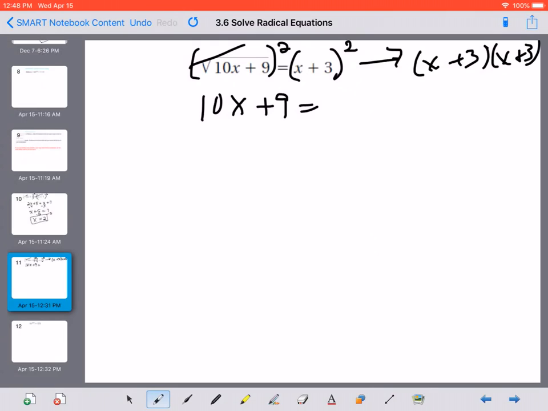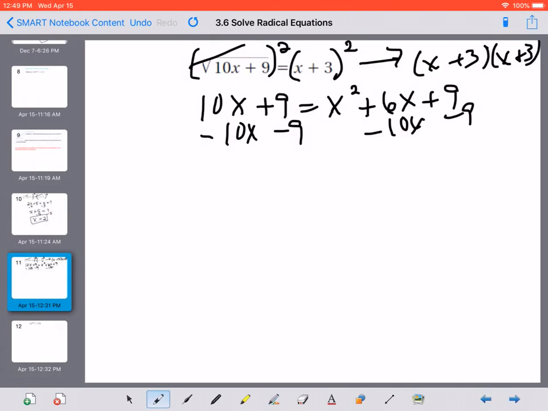So if we go ahead and distribute, you're going to get x times x, which is x squared. 3 times x is 3x and you double that, that gives you your middle term. 3 times 3 is 9. Now we have a quadratic. So when we solve for x, we're going to have to use the quadratic formula or factor. We'll see what we can do. If we subtract 10x from both sides, and we subtract 9, then we're going to get 0 is equal to x squared minus 4x, and then these cancel.